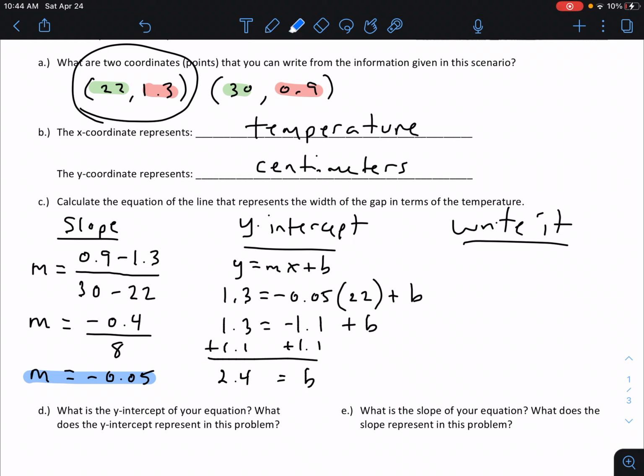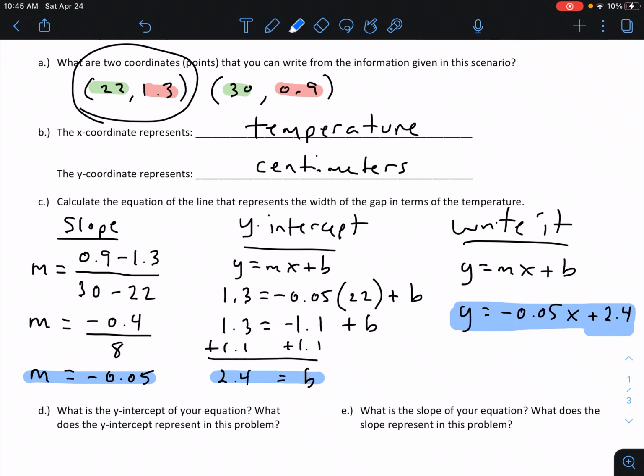Okay, so I'll highlight that in blue too, because those are the two things that I need to use to write my equation in y equals mx plus b form. So I have y equals, remember the y is just y, so I don't have to replace that at all. I write my slope, negative 0.05, and then I'm going to put x, and then I'm going to add 2.4. All right, so there we go. That is our equation of the line. So I'm going to go ahead and highlight that so we have it and we know what it is.